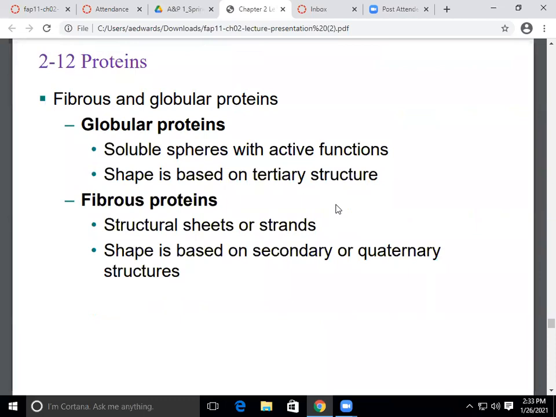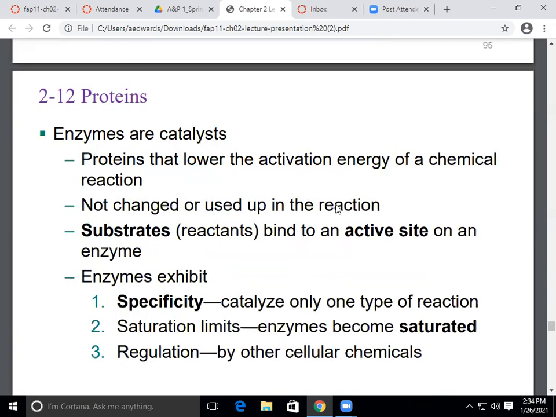More on shape. Some proteins are considered globular, which is like a sphere. And it's soluble, which means it can dissolve. And the shape is based on the tertiary structure, right? The 3-dimensional structure. You also have fibrous proteins. And these are going to form sheets or strands. So this is going to be focused on secondary and quaternary. Why? Because sheets are in the secondary, right? And these strands, multiple subunits, is quaternary.